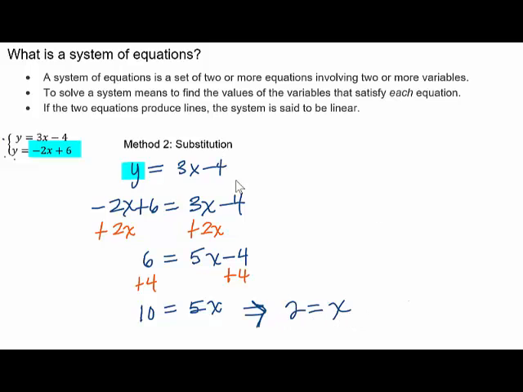We're going to substitute that into one of the equations. It doesn't matter which one, and so I'll just use the first one. So y is 3 times 2 minus 4, or 6 minus 4, which is also 2. And then our ordered pair is again (2, 2).